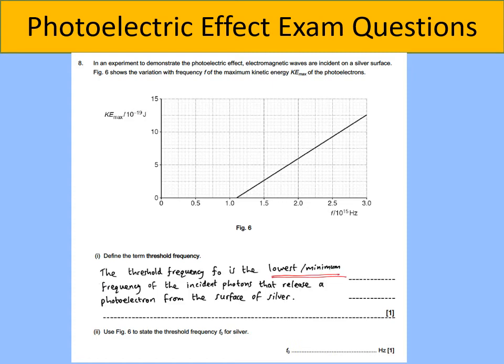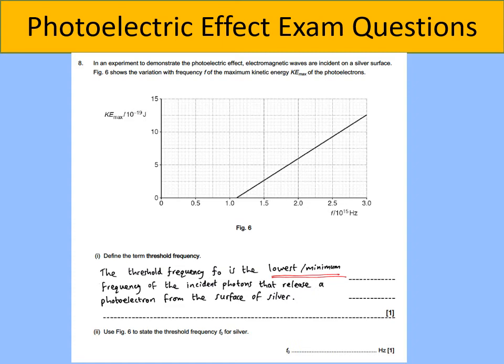The threshold frequency f0 is the lowest or minimum frequency of the incident photons that release a photoelectron from the surface of silver. So make sure that you say that it's the minimum or lowest frequency. It's worth 1 mark. Sometimes I've seen them worth 2 marks. You could also underline and make sure you say that it's from the surface of silver.